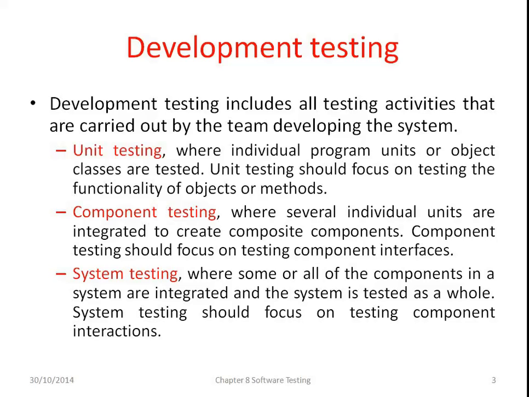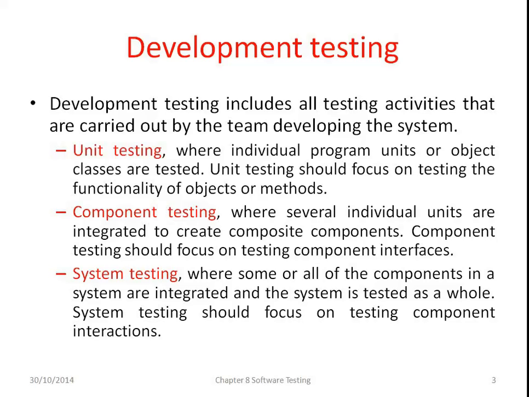So a software product contains a number of components, a number of units, and the integration of all these components becomes a system. Each should be tested. So development testing includes all the testing activities that are carried out by the team developing the system. All this testing should be carried out by the team that is developing the system. There are three types of testing.